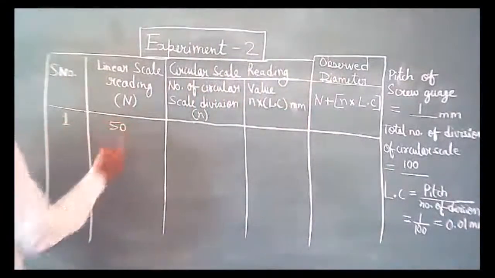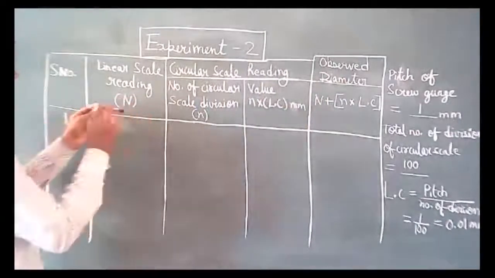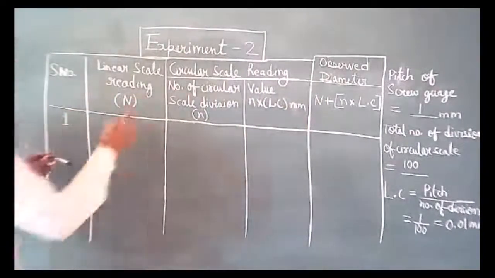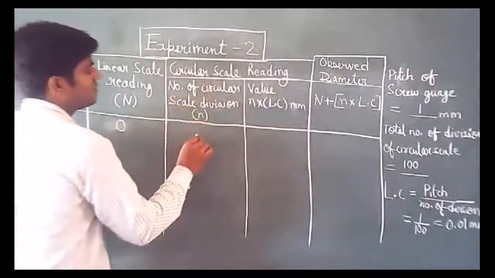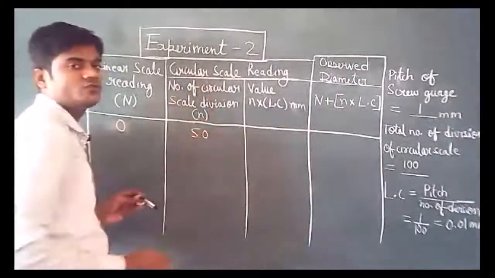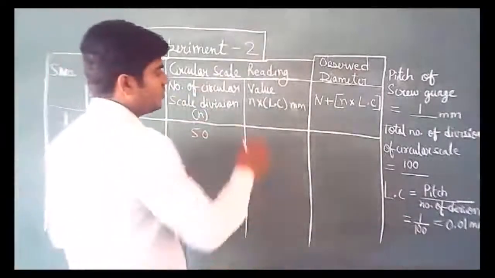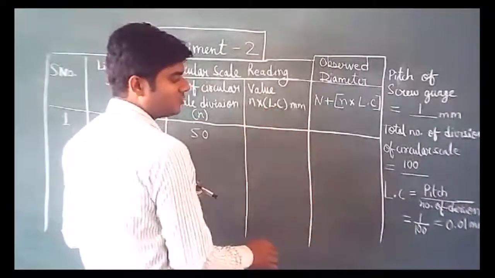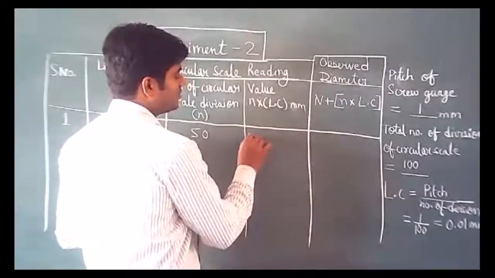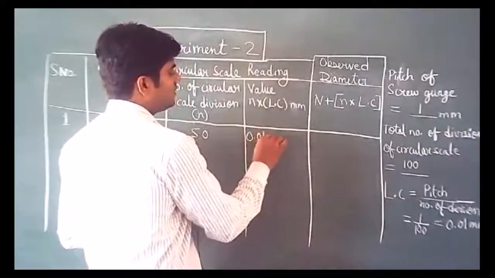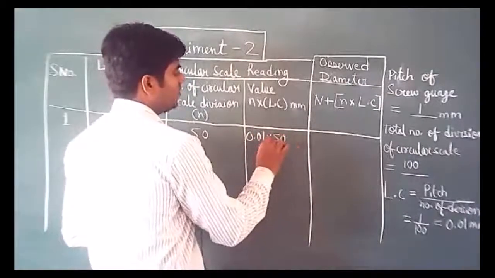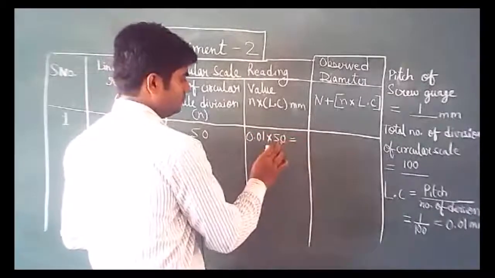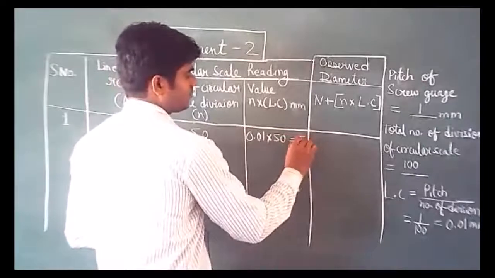Linear scale reading is 0. Circular scale reading, number of circular scale division, यहाँ पे we are getting it as 50. So n into LC, LC is 0.01. So we'll get 0.01 into 50. How much will it come?